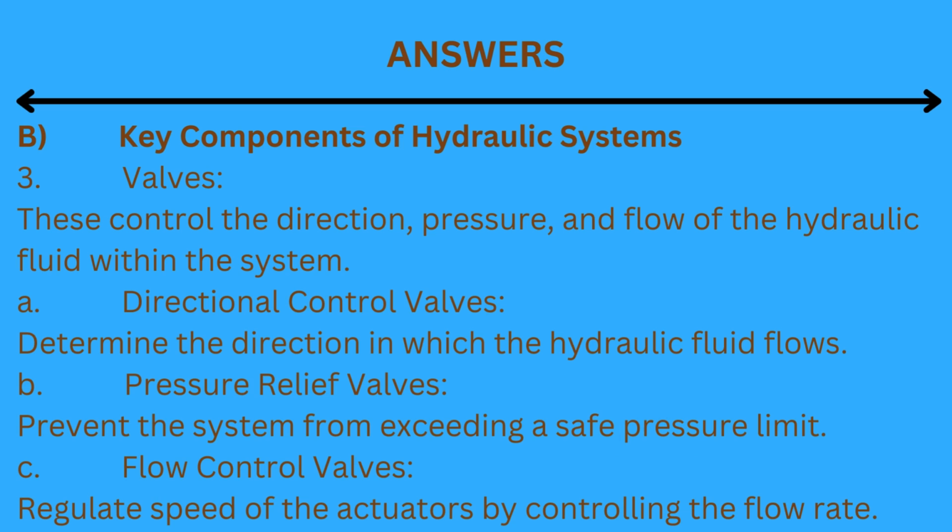3. Valves. These control the direction, pressure, and flow of the hydraulic fluid within the system. a. Directional control valves determine the direction in which the hydraulic fluid flows. b. Pressure relief valves prevent the system from exceeding a safe pressure limit. c. Flow control valves regulate the speed of the actuators by controlling the flow rate of the fluid.